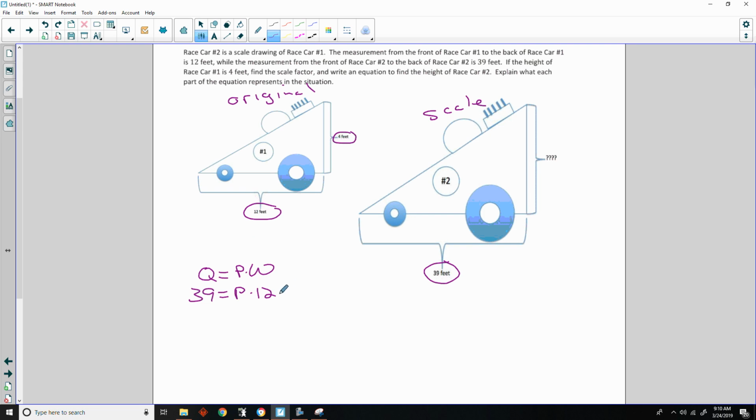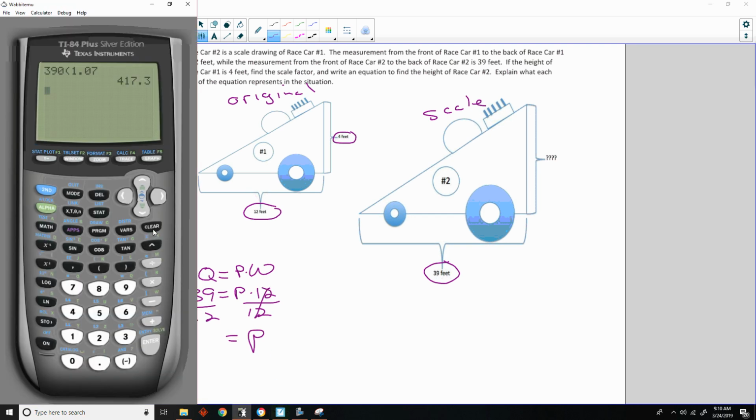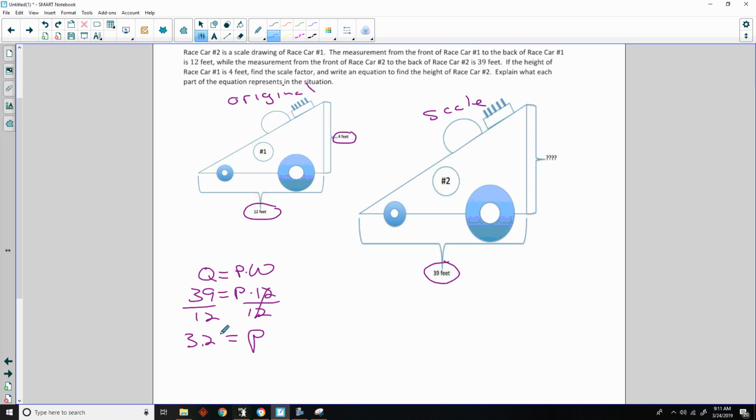Divide both sides by 12. The 12's cancel, and I get P equals 39 divided by 12, and it's 3.25, which is 325%. So it's a scale up of 325%.